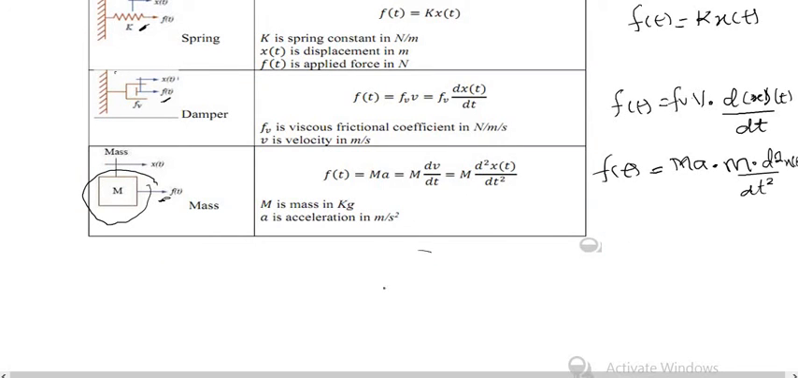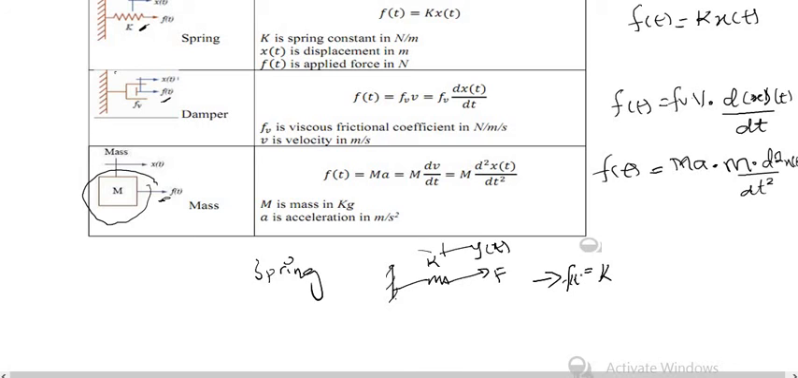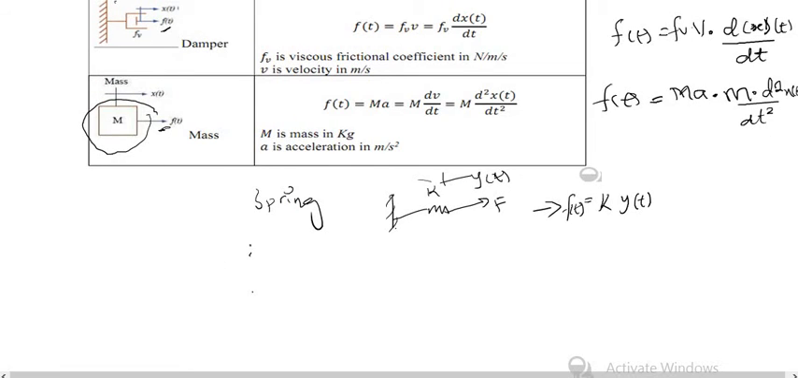Taking an example, when you have a spring like this, you have K and the direction, let's say, y of T. So for the spring, the applied force F of T will be equal to K, the elastic constant, times Y, the displacement.